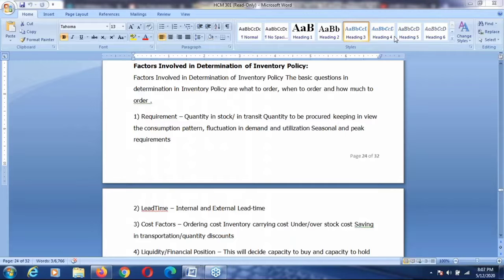Then you want to also think about the cost factor. You want to talk about the liquidity or financial position. You want to look at your financial position when requesting for drugs. When bringing up a policy on inventory, you want to talk about the financial position of the organization. Another point is that you want to make available credit factors. Availability of credit factors must be involved in determination of inventory policy.